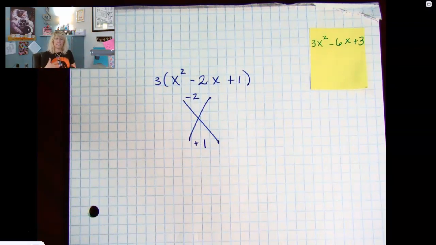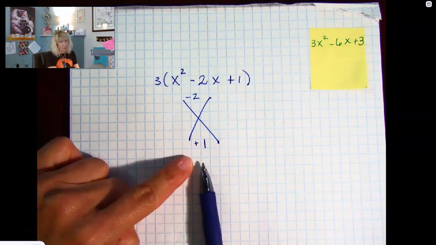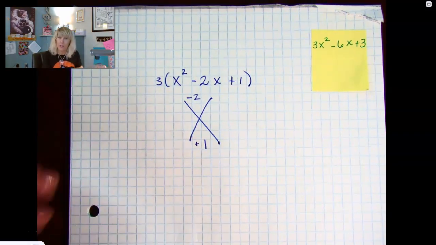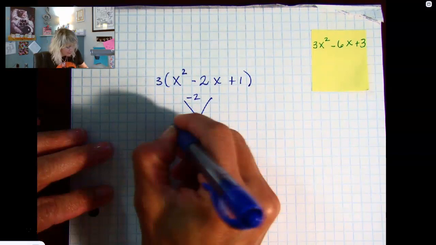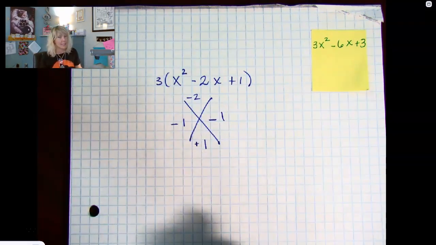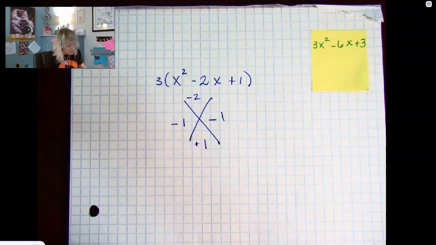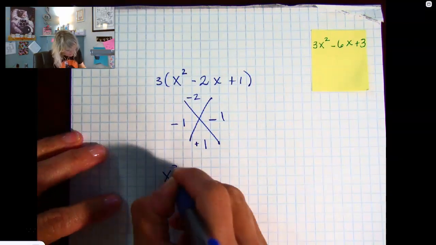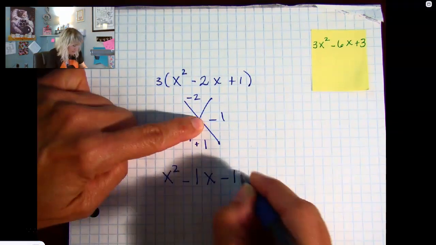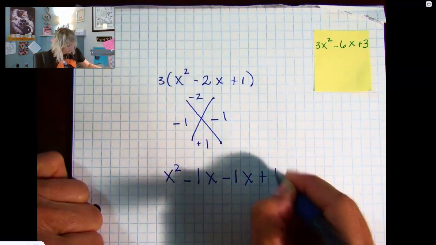So what are numbers that multiply down to make a positive 1, but when you add them, it makes a negative 2? It's going to be negative 1 and negative 1. Negative 1 times negative 1 makes a positive 1, and then of course a negative 1 plus a negative 1 is a negative 2. So x squared minus 1x minus 1x plus 1.